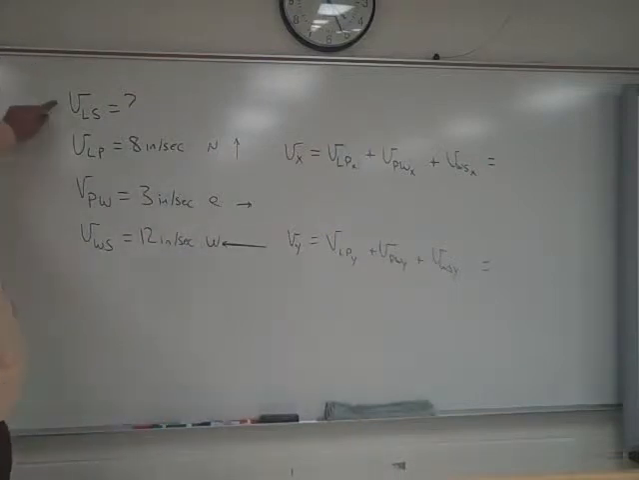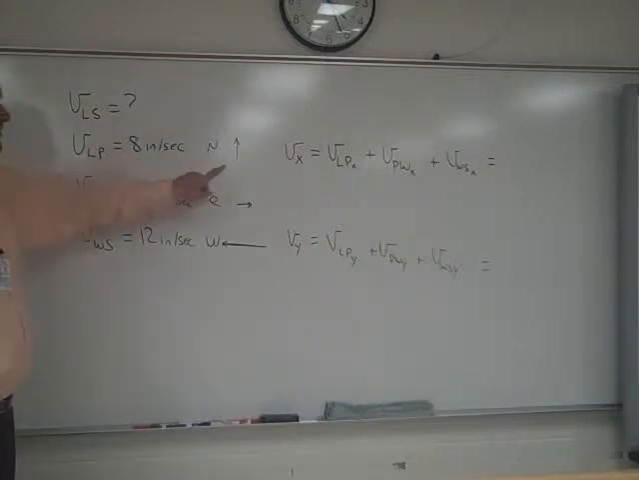Okay. They want to know what is the velocity of the ladybug compared to a sandbox. So L is ladybug, S is sandbox. Well, the first velocity they give us is the velocity of the ladybug compared to the paper. And that's 8 inches per second in the north direction. Sure, I drew a little arrow there.